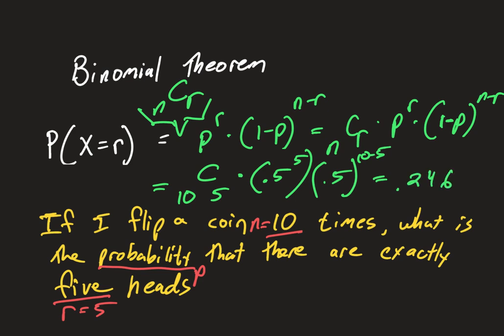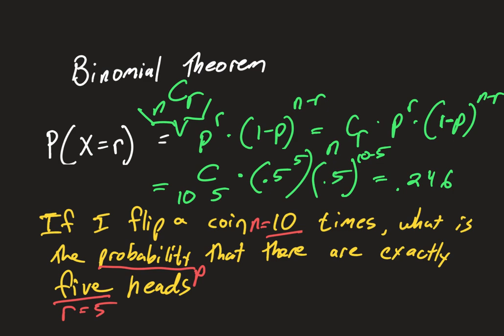So if you flip a coin 10 times, there's only about a 24.6% chance that exactly 5 of them are heads, which would make exactly 5 of them tails. Some people don't like that because they think, well, wait, shouldn't it be closer to 50-50? The more times you flip a coin, there will be a distribution of how that could happen.